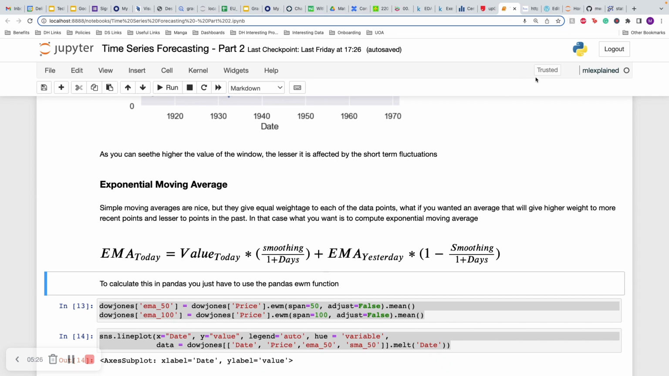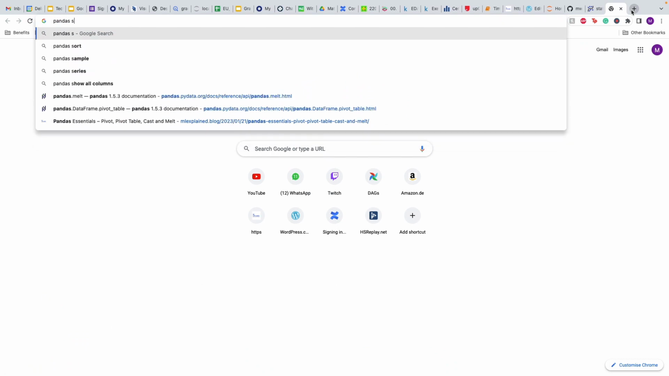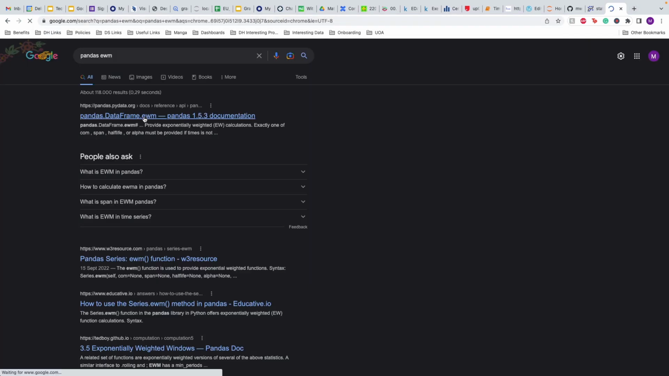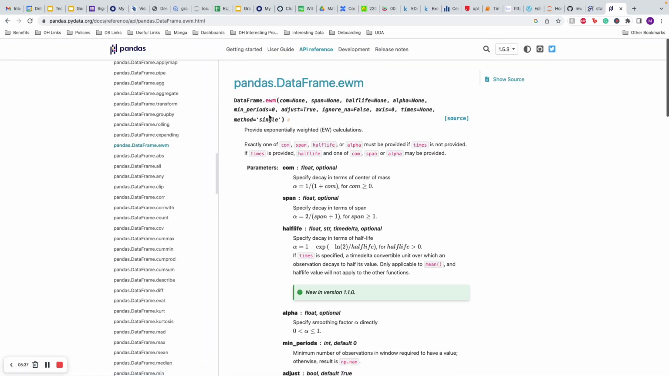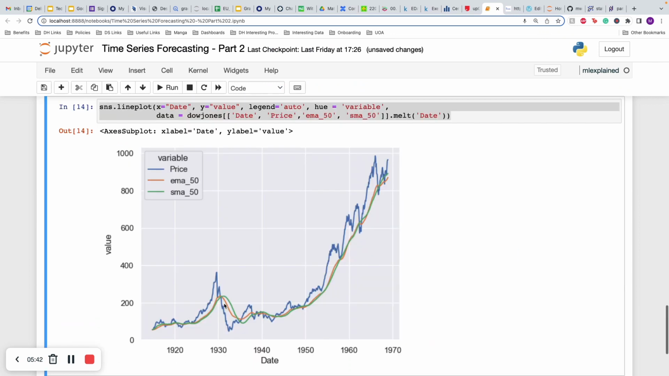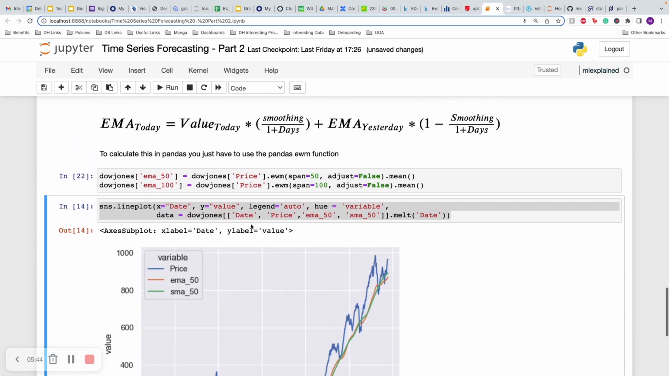To calculate this, you just use the exponential weighted mean function in pandas. Just this one, you can use to calculate it. And we calculate the 50-day and the 100-day exponential moving average, right?